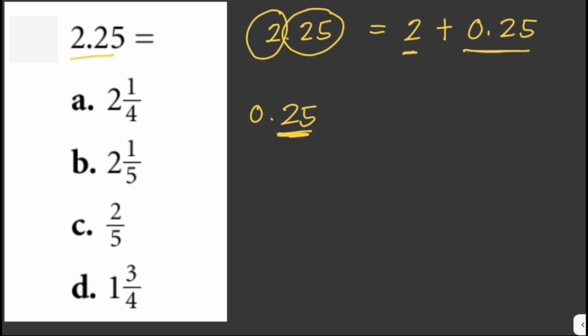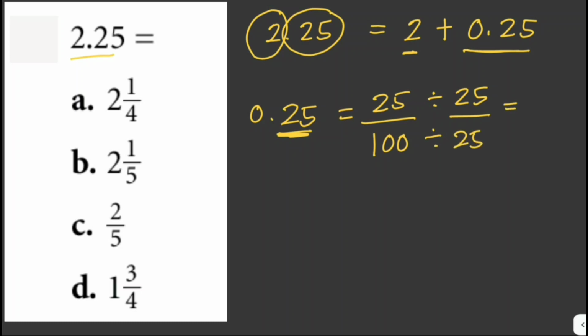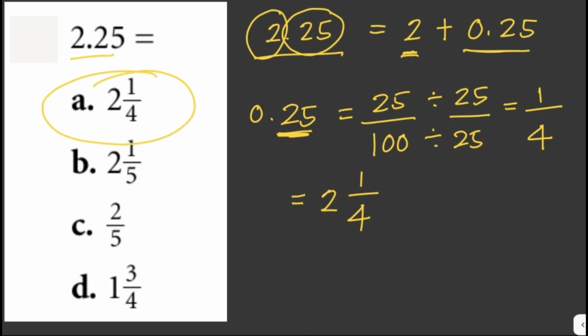0.25 here is in the hundredths place. So we can write 0.25 as 25 over 100. And then 100 is divisible by 25, so we can divide both the numerator and denominator by 25. So this is just equal to 1 over 4, so 1/4. Then we can just combine 2 and 1/4. So 2.25 is equivalent to 2 and 1/4 in mixed fraction form. So the answer here is letter A.